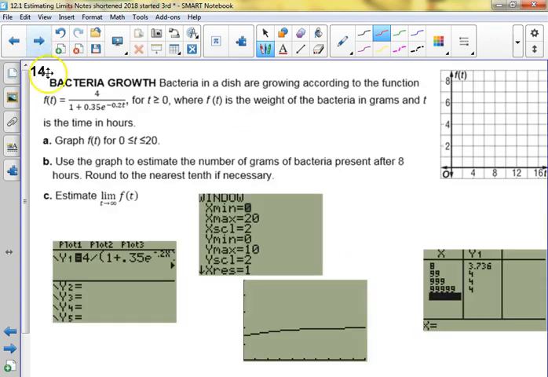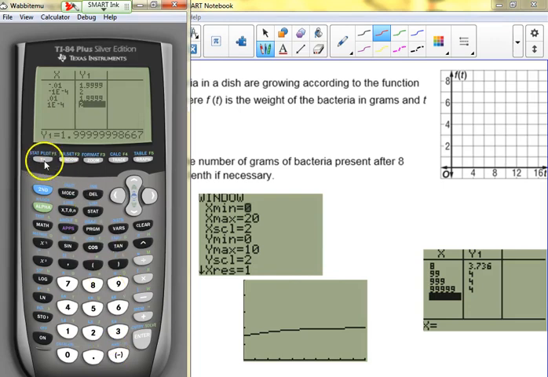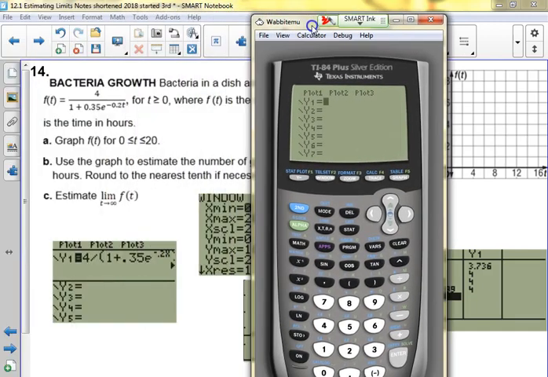All right. This is an application of a limit. It says the bacteria dish grows according to the function. All right, let's type this bad boy in. Do you remember how many parentheses you need for this? We did these kind of questions. They were called logarithmic or logistic. I think they're called logistic. Does that sound right, guys?